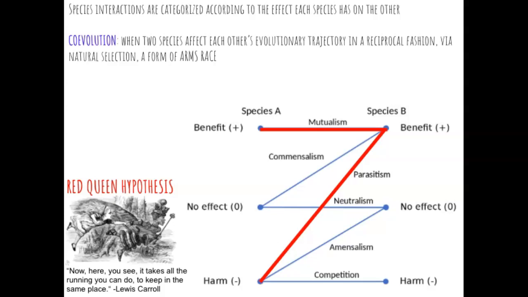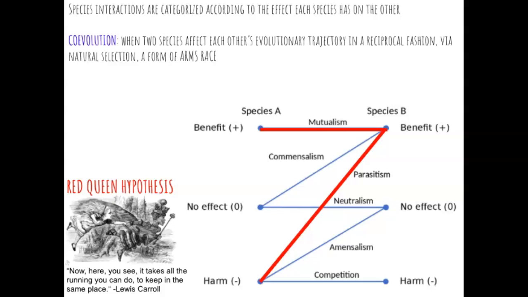So what this means is that you have two species who have an interaction, and as one evolves, the other one has to continue evolving. This is called the Red Queen hypothesis, and it comes from the book Alice in Wonderland by Lewis Carroll. And the quote is, "Now here you see it takes all the running you can do to keep in the same place." And the idea is that if you have a predator and its prey, that predator and that prey have to continually evolve to be able to stay one step ahead of the other.